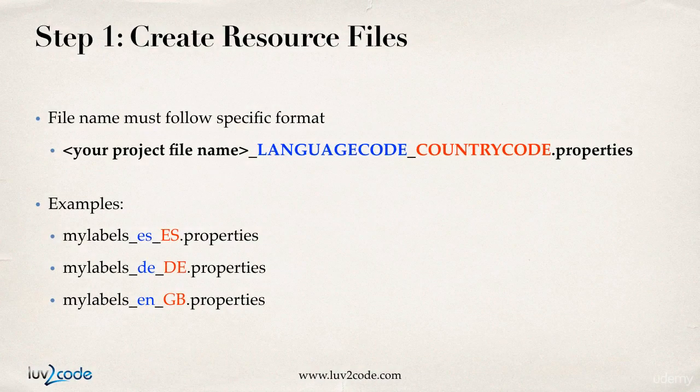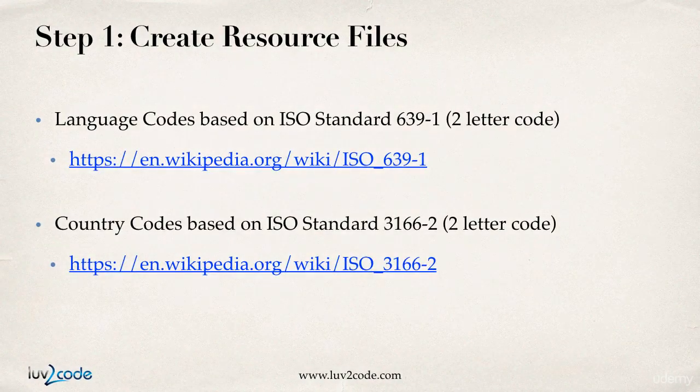All right, step 1, creating the resource file. So when you create the resource file, the file must follow a specific naming convention here. So you give your project name underscore a language code underscore a country code dot properties. And here's some examples. So I have my labels underscore ES for Spanish underscore ES caps for Spain dot properties. So again, language code, country code. A similar thing here for German for Germany and English, Great Britain. All right. So that's the file name.